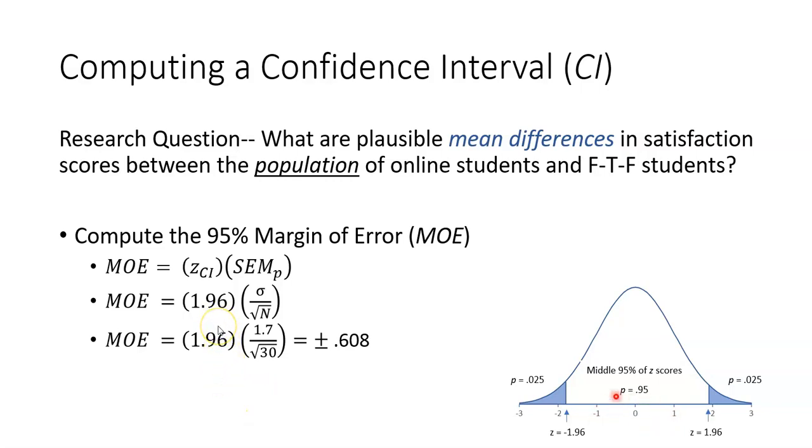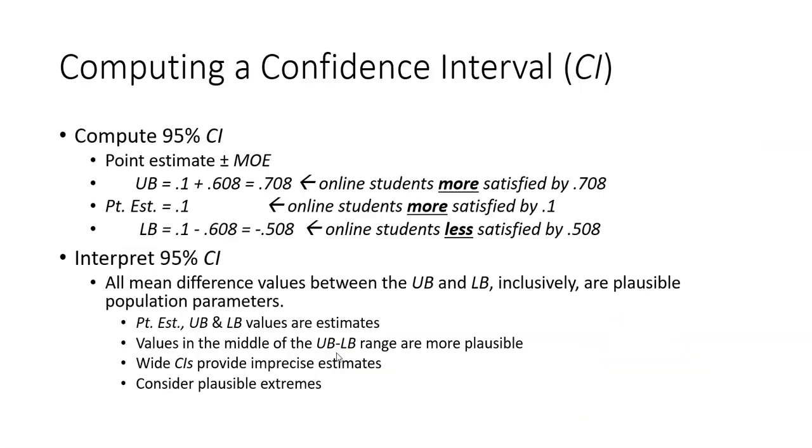We do that by multiplying 1.96 times the expected sampling error to get our margin of error. And when we do that, we get a margin of error of plus or minus 0.68. Now, what do we do with that? Well, we add that margin of error to the point estimate to get the upper bound. This is the highest plausible value for the mean difference between the two populations. And in that case, it would mean that online students are more satisfied by about 0.7.